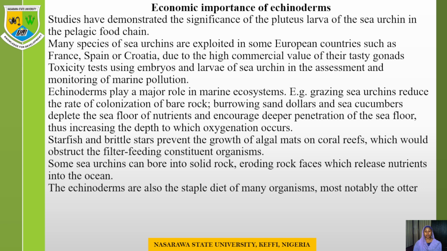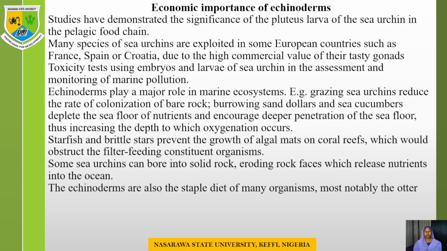Echinoderms also play a major role in the marine ecosystem. For example, grazing sea urchins reduce the rate of colonization of bare rock. Burrowing sand dollars and sea cucumbers deplete the seafloor of nutrients and encourage deeper penetration of the seafloor, thus increasing the depth to which oxygenation occurs. Starfish and brittle stars prevent the growth of algal mats on coral reefs, which would obstruct the filter feeding organisms. Some sea urchins can bore into solid rock, eroding rock faces, which releases nutrients into the ocean.